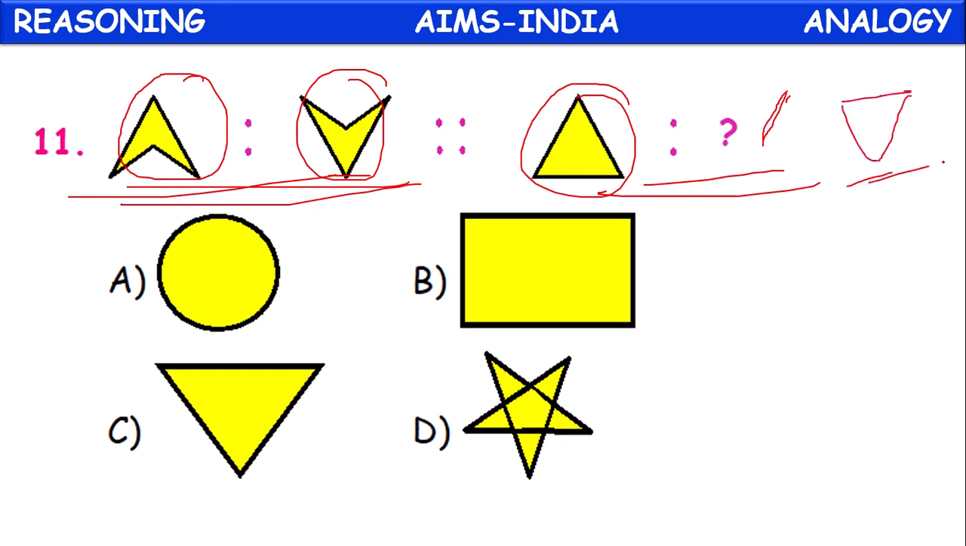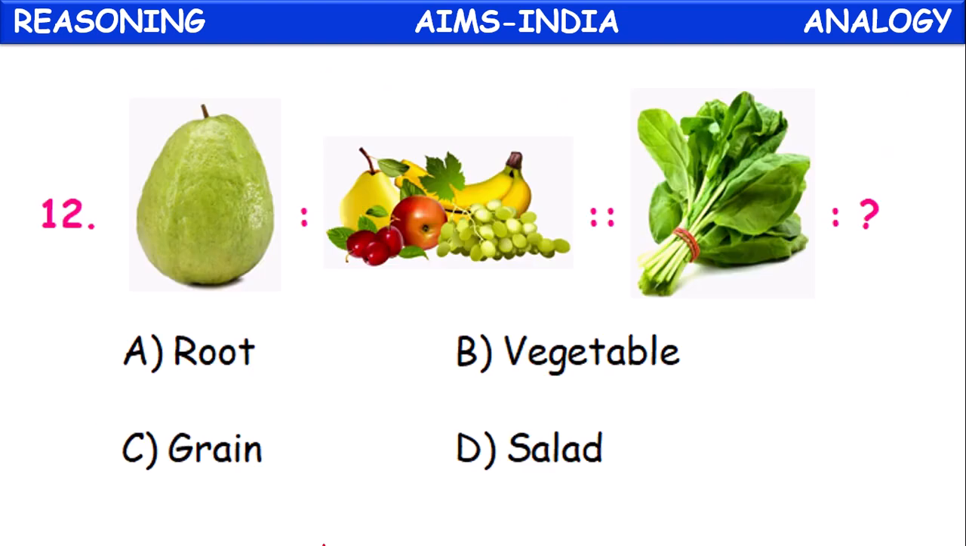In the first pair, this figure is getting inverted. In the second pair also, this figure should become inverted. This is the answer, option C.